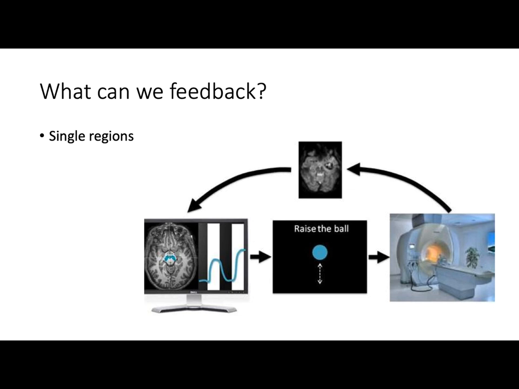So now let's talk about what we can feed back, okay, and what we can do with this given these limitations. So the first thing we can do is like the example I showed you before. We can look at single regions. We can look at the activity in those regions and ask people to modify the activity, bring it up or bring it down, right? Or control it. We can ask them to do both. We can ask them to bring it up and then a little bit later bring it down, up again, that kind of thing.